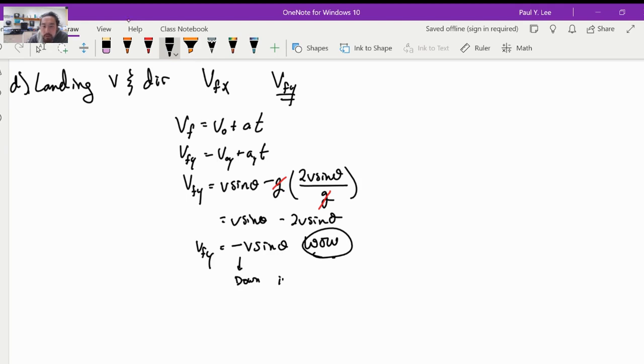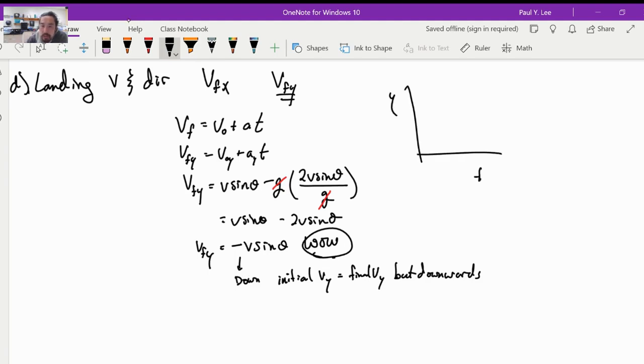So the initial Vy is equal to your final Vy, but downwards. And this is pretty awesome. If you remember from the post-lab analysis video for the y versus t graph, we got something that looked like this. Okay, so what this means is that your initial slope right here is equal to your final slope right there. Your two velocities are the same. So your v initial y, which is the slope right there, is your v final y, which is your slope right there. But it's in the negative direction. Cool stuff. All right.